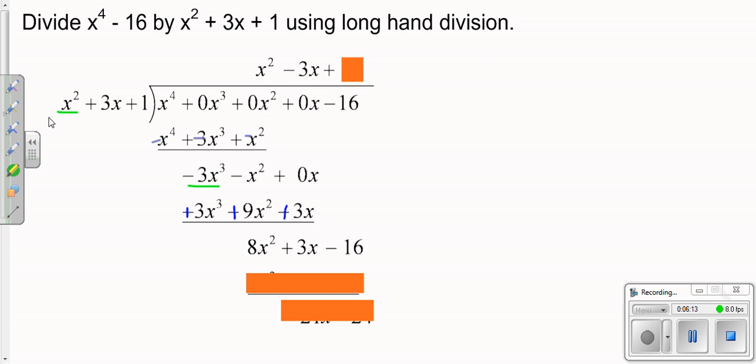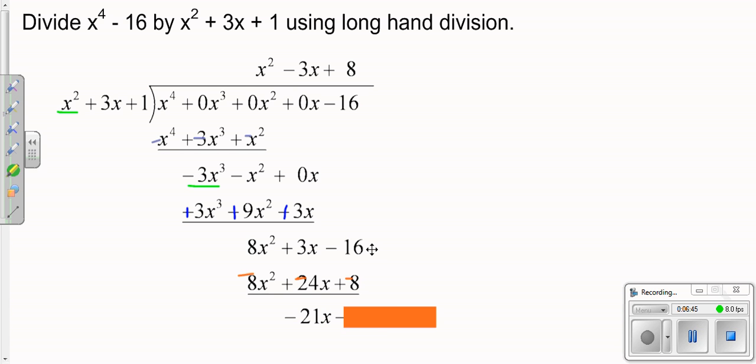So you got to think, okay, this x squared in front times what's an 8x squared? Well, that's a positive 8. Take that positive 8 times all 3 of these things in front. Positive 8 times this. And so on. Then we go ahead and switch our signs and add. Add down 3x plus a negative 24x, negative 21x, negative 16 plus a negative 8, negative 24.